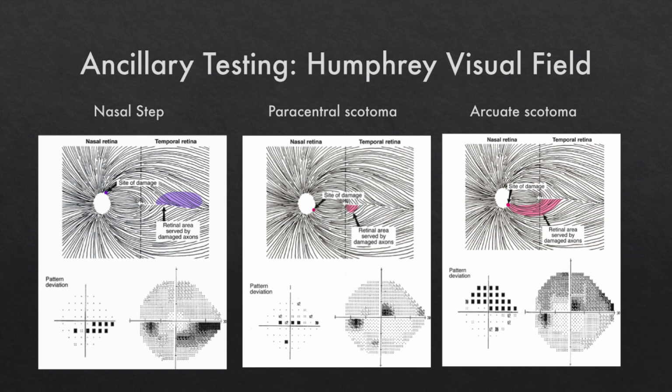Humphrey visual field testing is helpful for both diagnosis of glaucoma as well as monitoring for progression. Some patterns of visual field loss that are commonly seen in glaucoma include a nasal step, paracentral scotoma, and arcuate scotoma. Because peripheral vision is often affected first in glaucoma, many patients are asymptomatic until the disease is very advanced, when central vision can be affected.